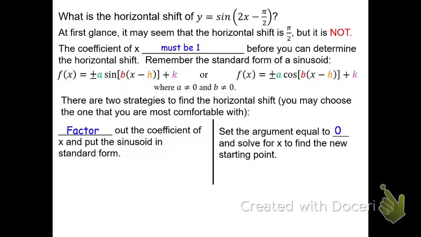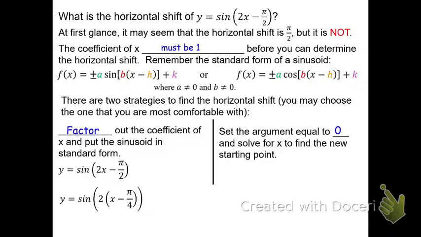Now, if we look at the example up top, we're going to look at how to do this both ways. Let's start with the factoring. The coefficient of x is a 2, so I'm going to factor a 2 out of everything that's in the parentheses. I'll take 2x and divide it by 2, and I'll take negative pi over 2 and divide it by 2. This is going to give me, instead of y equals sine of the quantity 2x minus pi over 2, if we factor out the 2, y equals sine of the quantity 2 times the quantity x minus pi over 4.